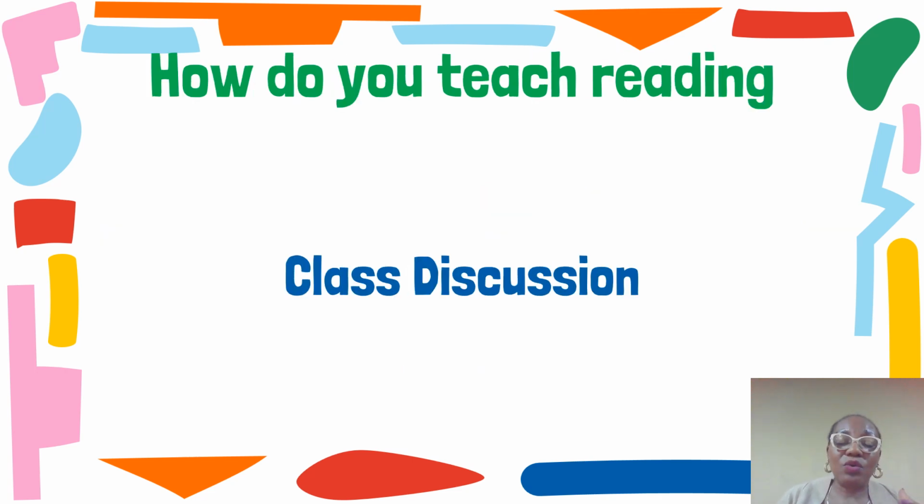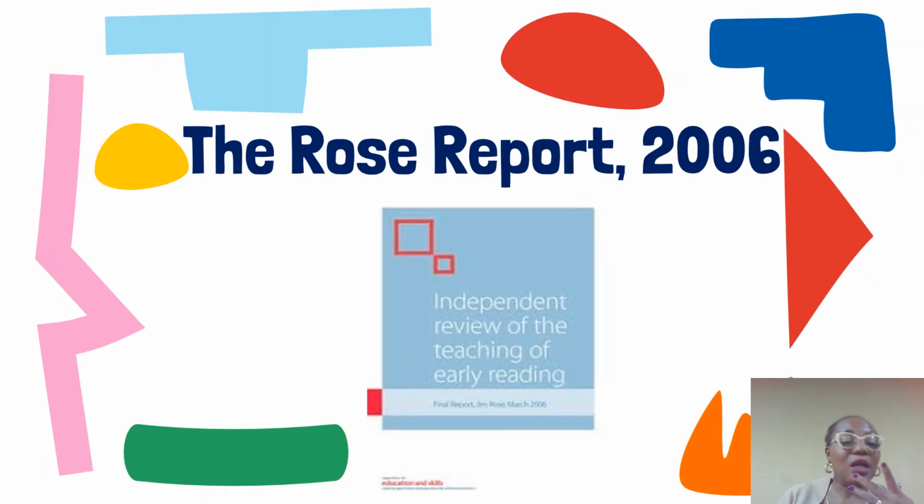We also discussed how the participants in the class teach reading in their classes. And then we came to the point where we discussed the Rose Report, which was published in 2006. This report was commissioned by the Department of Education and Skills in the United Kingdom, and they wanted to review how early reading was taught to children.